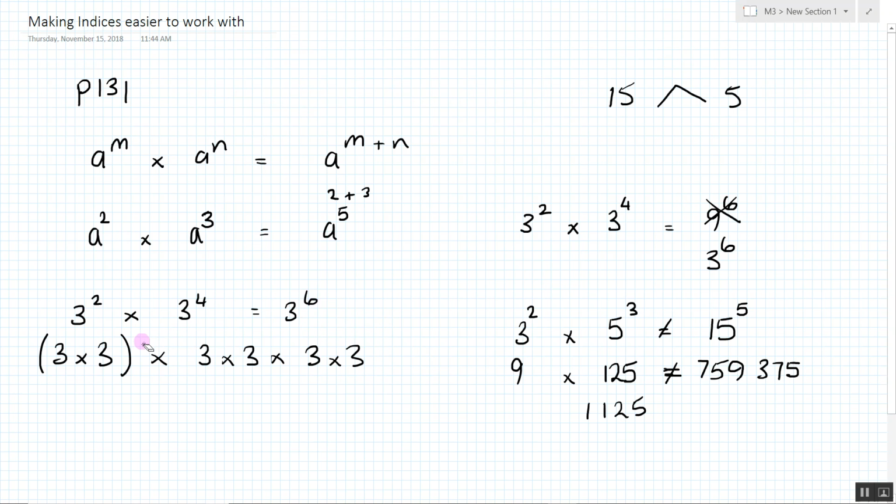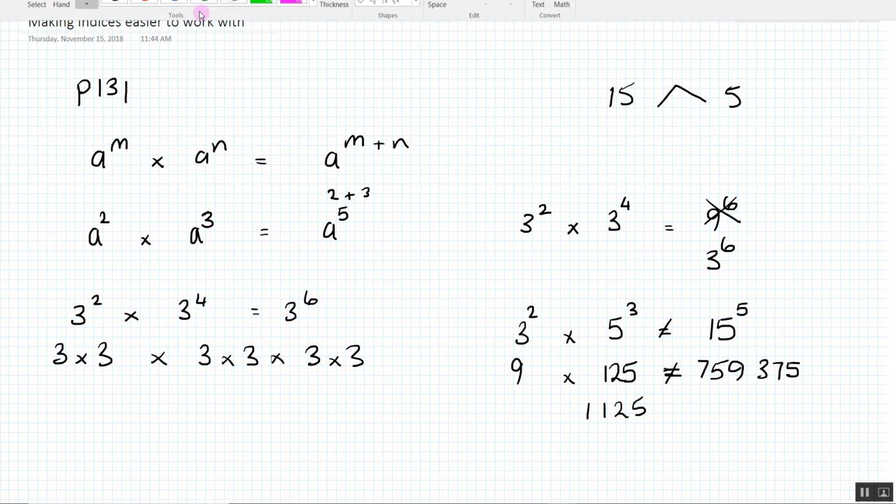Exactly. So if we get rid of those brackets, you can then see what the answer is. You're just jamming them together. So you cannot now tell the difference between 3 squared times 3 to the power of 4 and 3 to the power of 6, because it's all these multiplications.